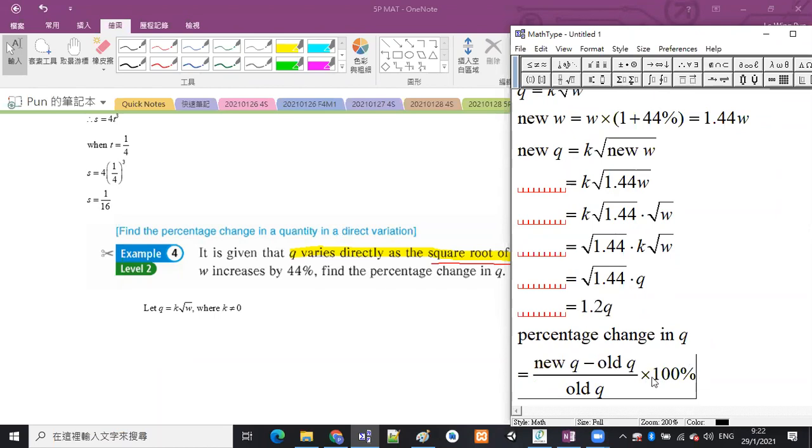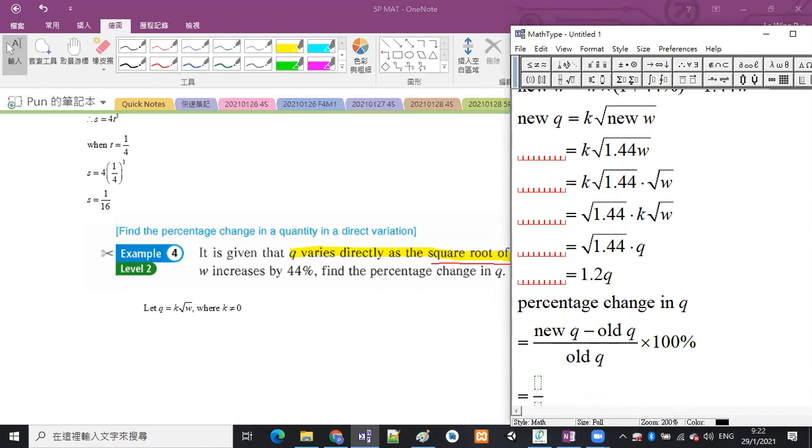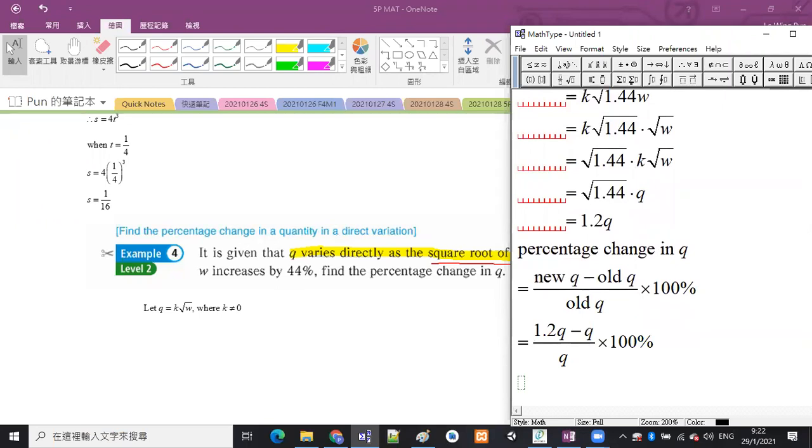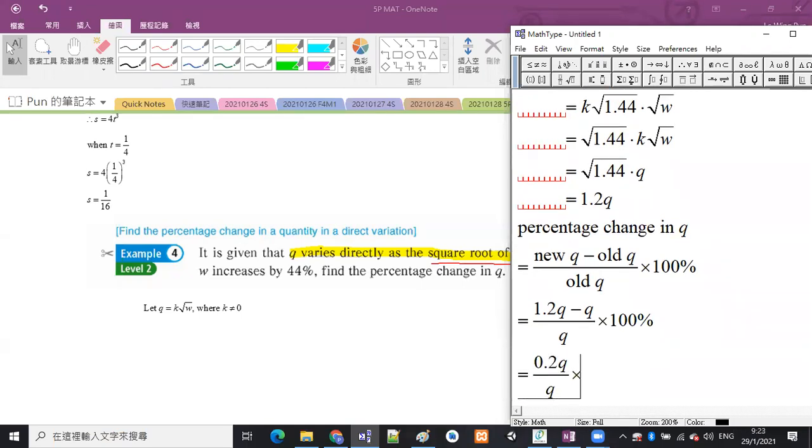Can you see this? So it is 1.2 Q. What is old Q? Old Q is just Q. Okay, divided by old Q, which is just Q. And then times 100%. Okay, and then for the upper part of the fraction, they are like terms. So 1.2 Q minus Q, they can be calculated. It should be 0.2 Q, and then divided by Q times 100%.